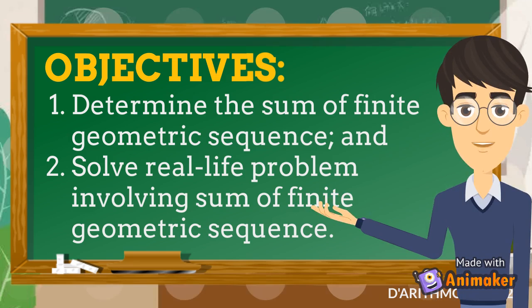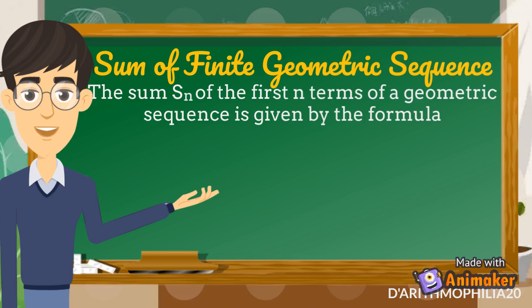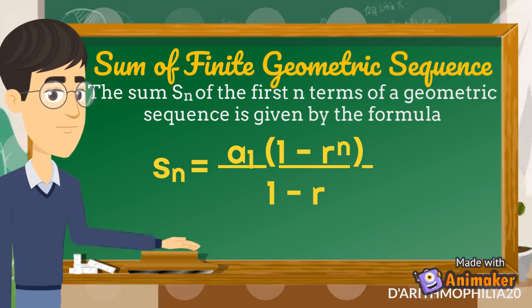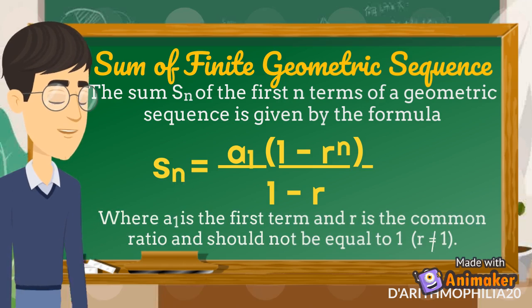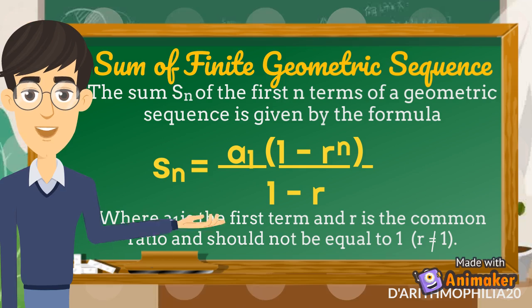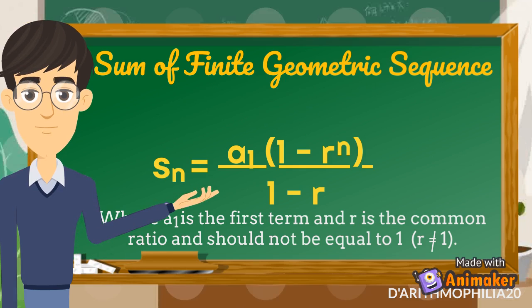Without further ado, let's now start our discussion, starting with the definition and formula to be used for the sum of a finite geometric sequence. When we say finite geometric sequence, it is the sum of the first n terms of a geometric sequence, which is given by the formula S sub n is equal to a sub 1 times the quantity 1 minus r raised to n all over 1 minus r, where a sub 1 is the first term, and r is the common ratio, which should not be equal to 1. This time, for us to better understand this concept, let's consider the following examples.